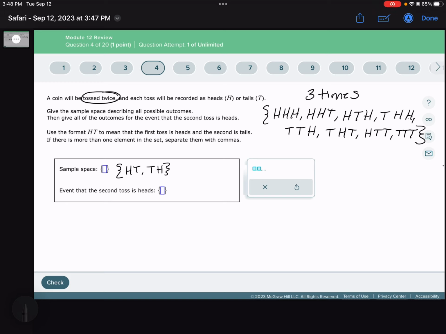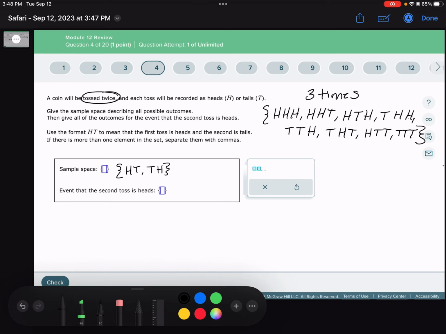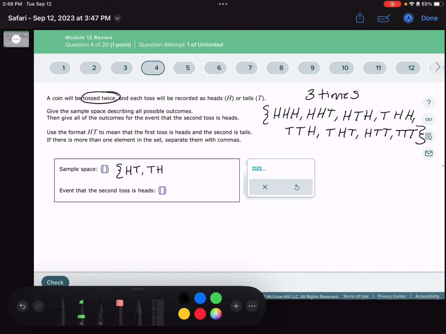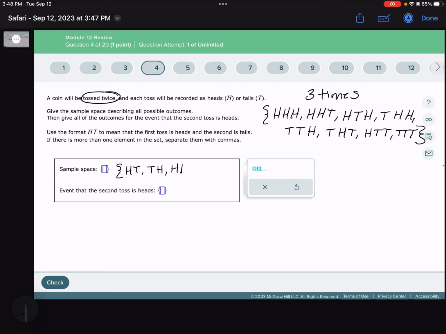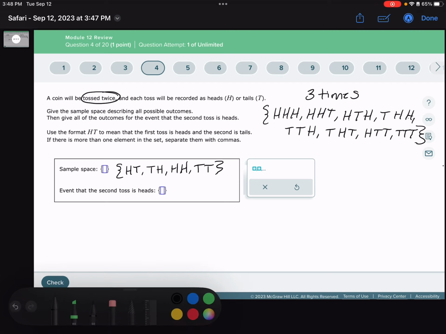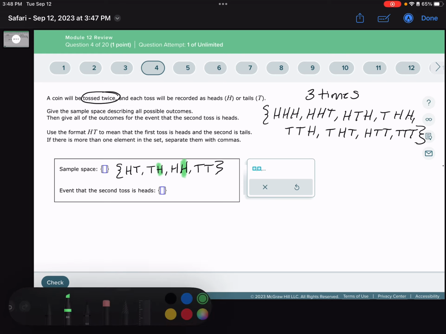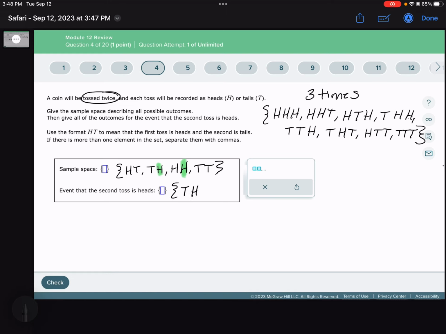So the event that the second toss is a heads, and that is not all of my possibilities, because I could also get a heads with a heads or a tails with a tails. So when I get heads second, I want my H to be in the second place, like both of those particular choices. So I would have tails and heads, or heads with heads.